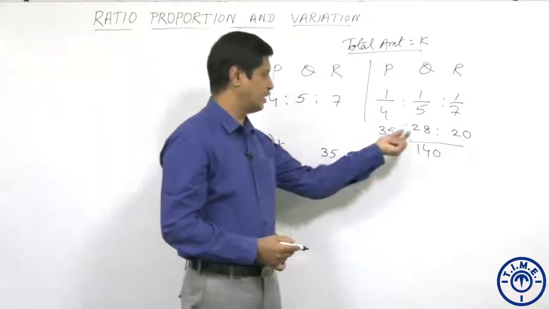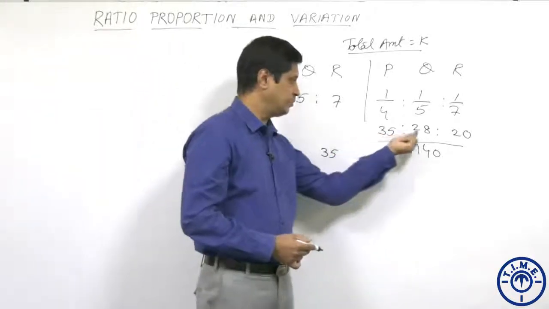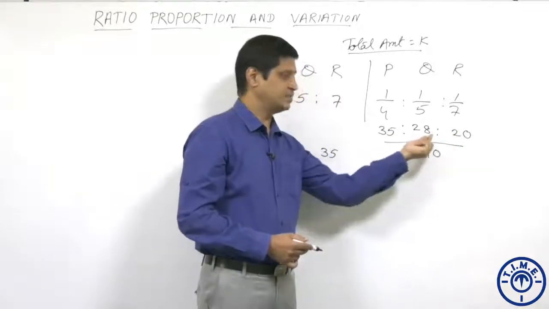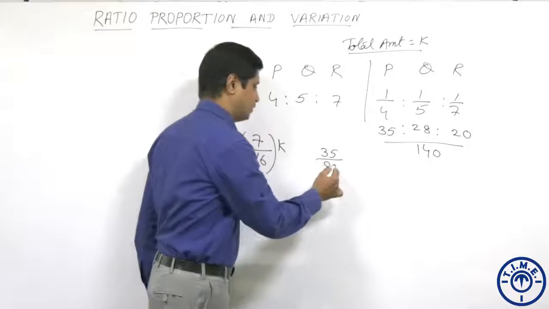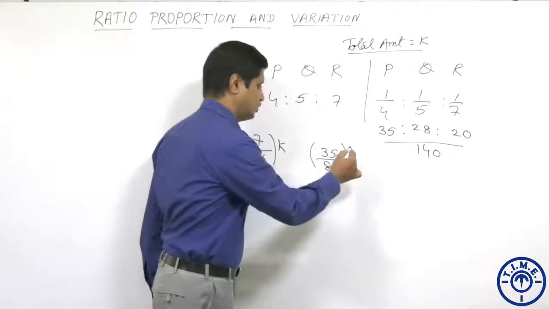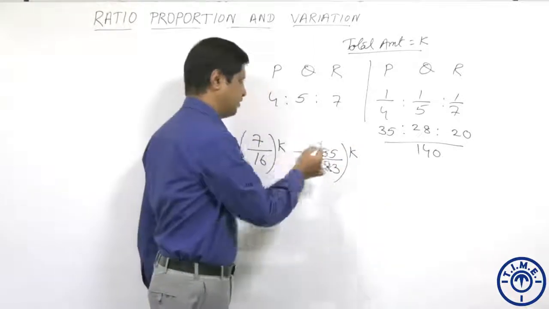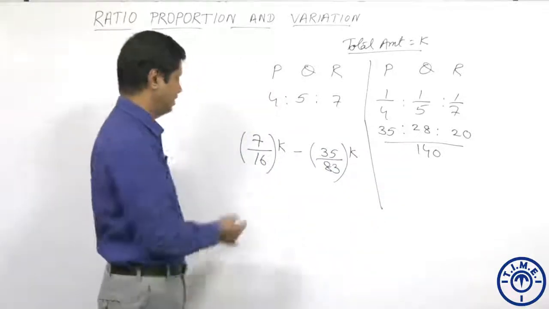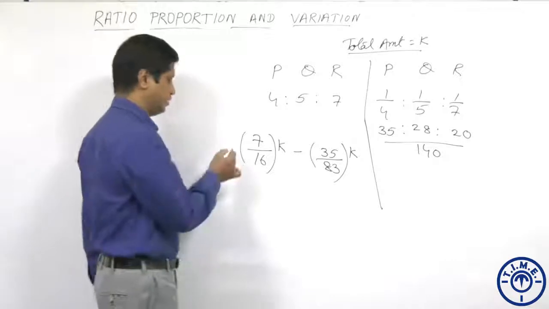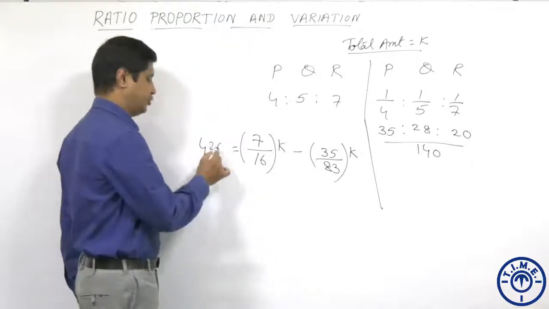What is the sum of all these values? Now, 30 plus 40, 70, 70 plus 13, it is 83. So, 83 parts of the total amount. Now, what is the difference here? P got 420 rupees less. The difference in these two parts is equal to 420.